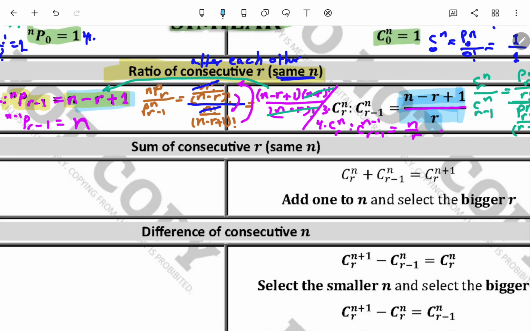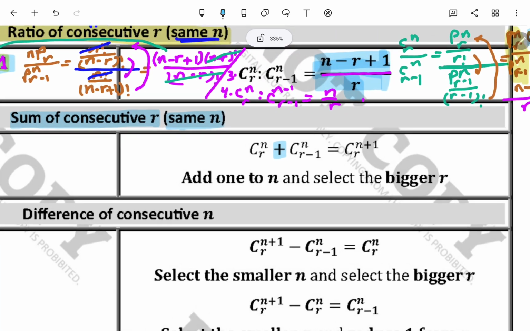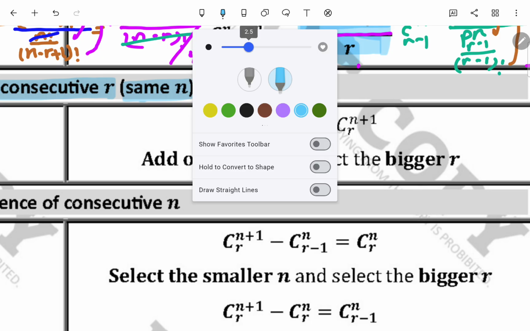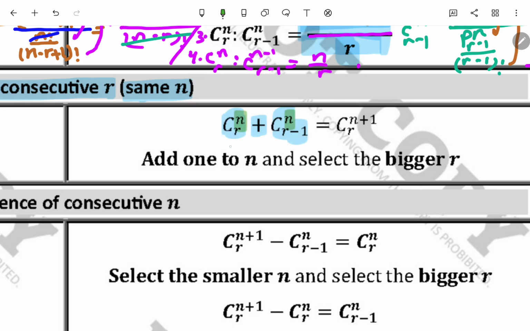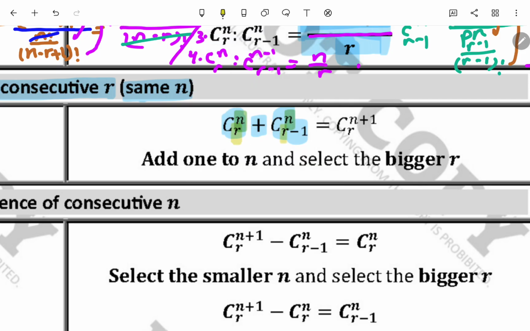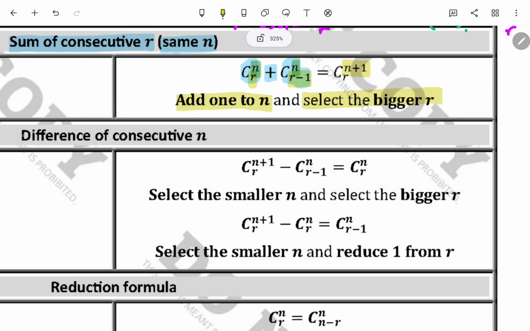Now let's go to another property, which is the sum of consecutive r with the same n. Sum means we are going to add like this: add nCr with nC(r-1). We can notice that n are the same and the r are consecutive. So we are going to add 1 to n, n plus 1, and select the biggest r.